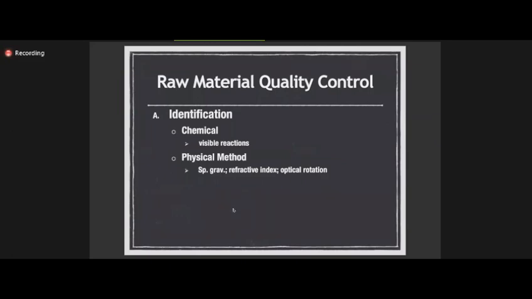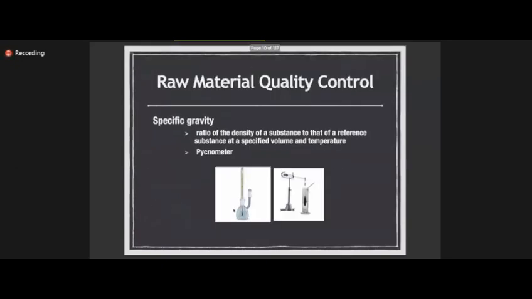So let's go through them one by one. First, specific gravity, no? It is defined as the ratio of the density of a substance to that of a reference substance, at a specified volume and temperature. So at what temperature do we take specific gravity? Any guess? At what temperature do we measure specific gravity, using your pycnometer?